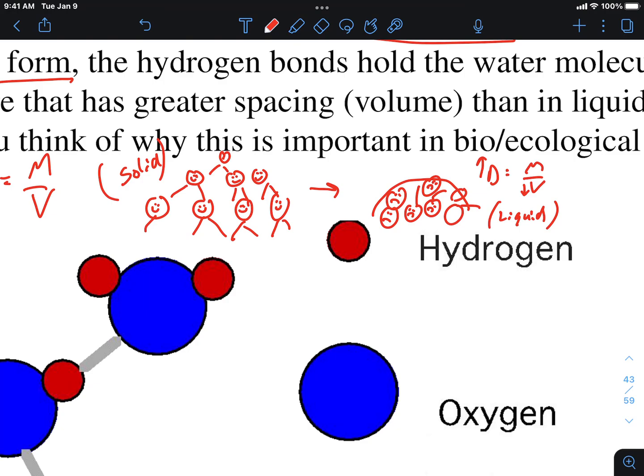And this has to do with the hydrogen bonding that is taking place in water molecules, because the hydrogen bonding forces water molecules to spread out. That's why it's less dense. Now, hydrogen bonding does not make everything less dense. We're just kind of talking about water here. Okay?